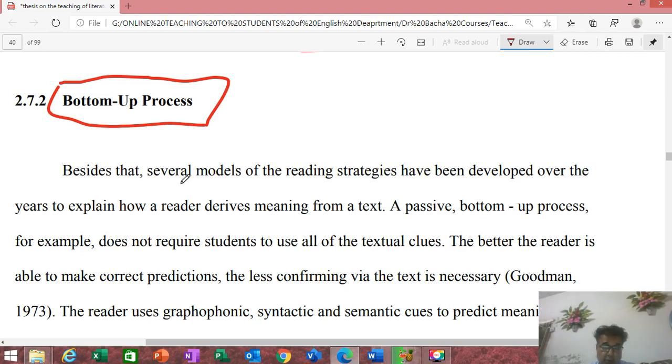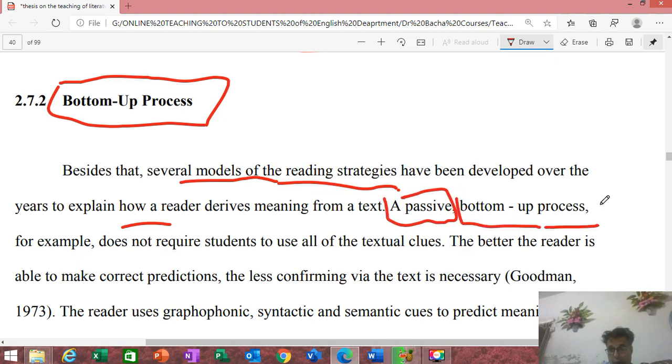Besides, several models of reading strategies have been developed over the years to expand how a reader derives meaning from a text. So a passive bottom-up process, for example, doesn't require students to use all of the textual clues.